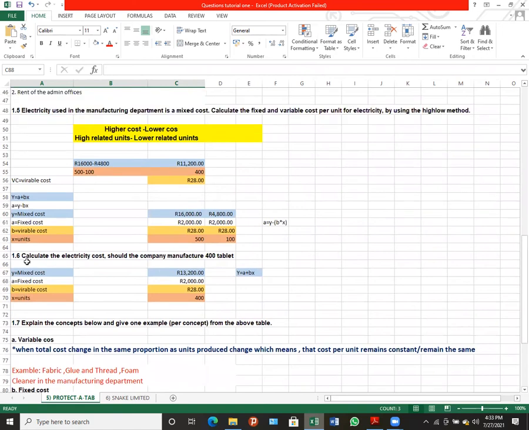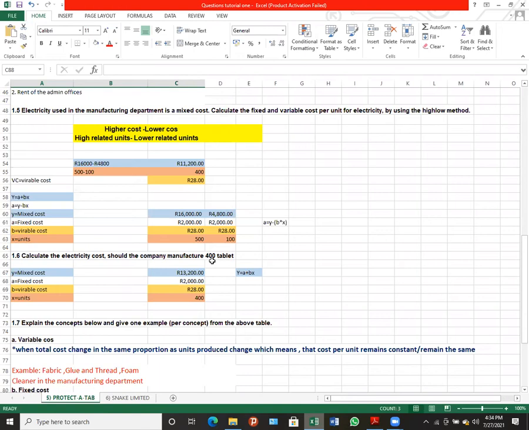1.6, we have been required to calculate the manufacturing cost for 400 tablets, to calculate the electricity cost, if the company manufactures 400 tablets. And then remember, electricity was a mixed cost. We know our variable cost per unit and our total fixed cost. The variable cost per unit was 20 rand, and the fixed cost was 2,000. Now we produce how many tablets? 400, which means we are looking for Y.